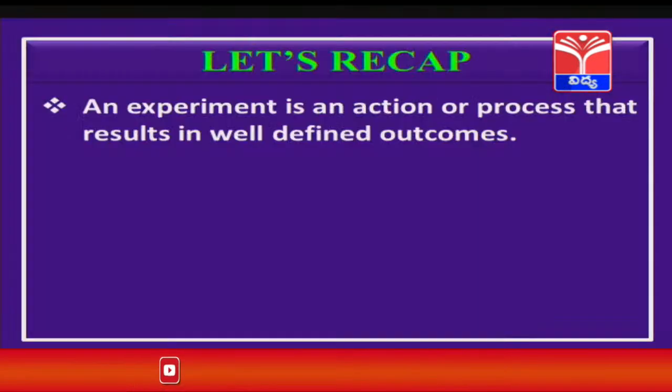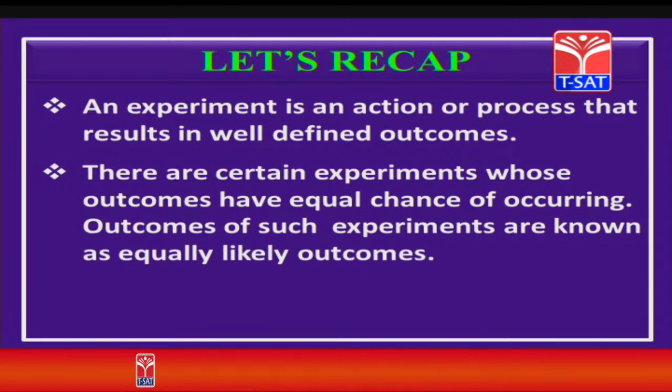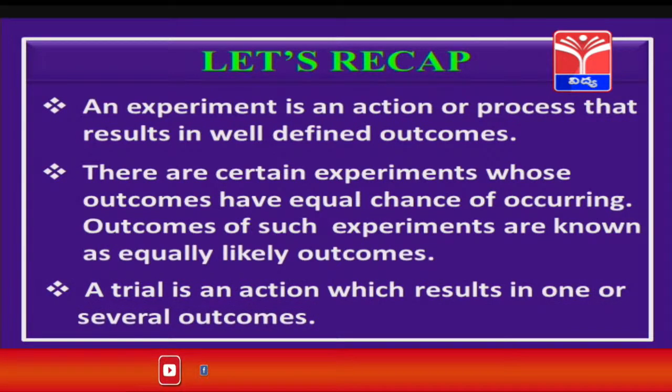So, children, till now we have learnt about some basic concepts in probability chapter, and also we have defined what a probability is, and also we have learned some of the uses of this probability in our daily life. Now, before we conclude, let us quickly recap what we have learned in this session, children. So, an experiment is an action or process that results in well defined outcomes. There are certain experiments whose outcomes have equal chances of occurring, and outcomes of such experiments are known as equally likely outcomes. A trial is an action which results in one or several outcomes.